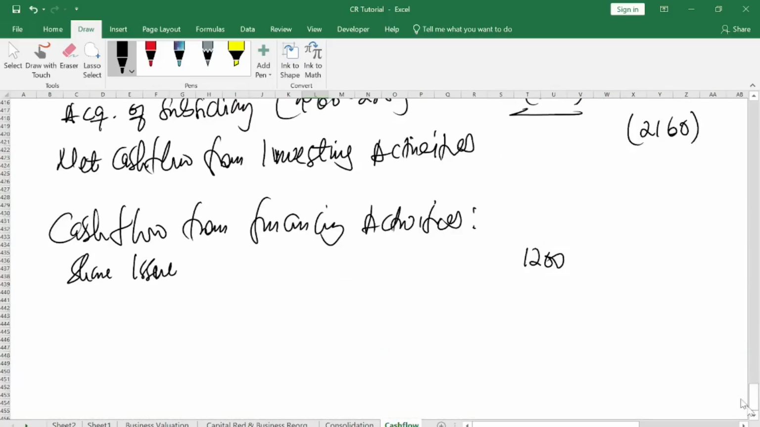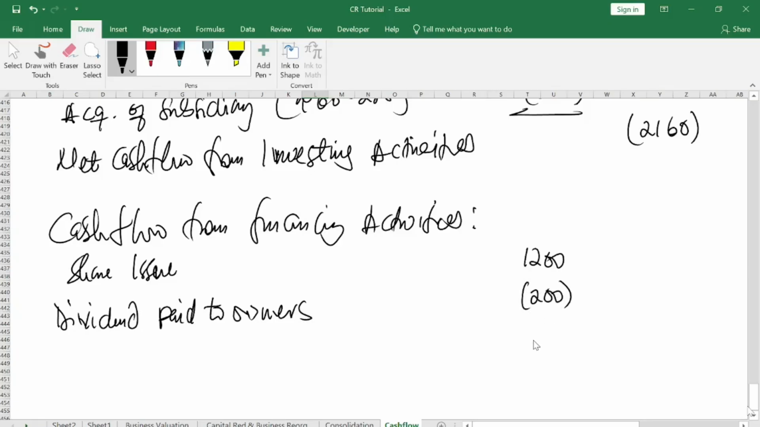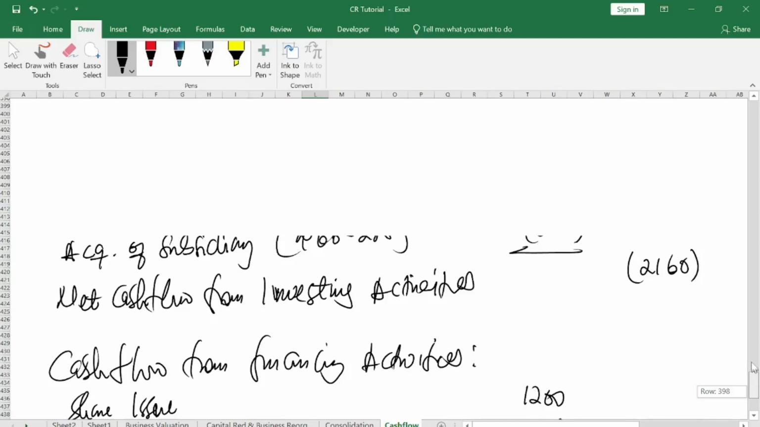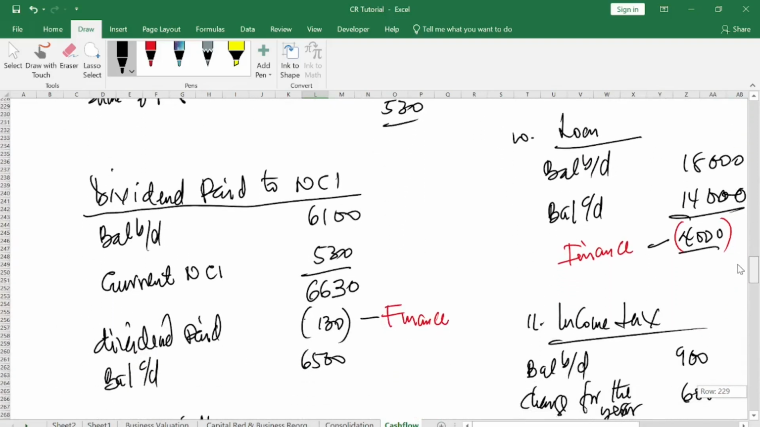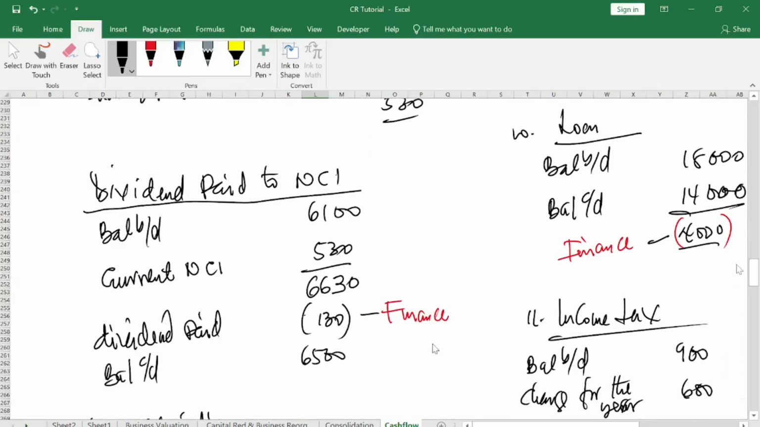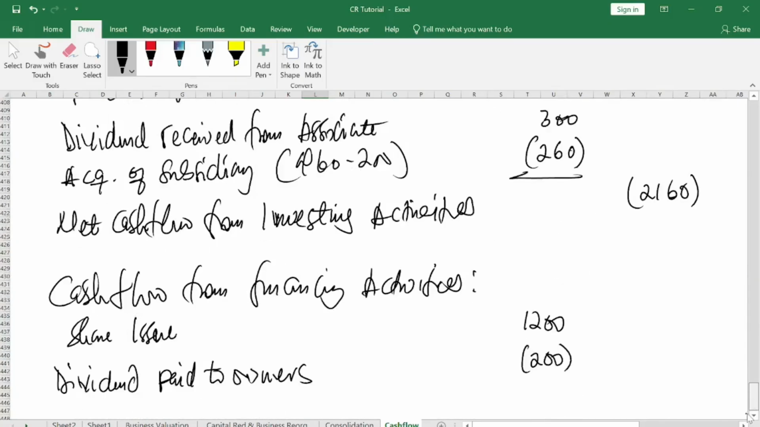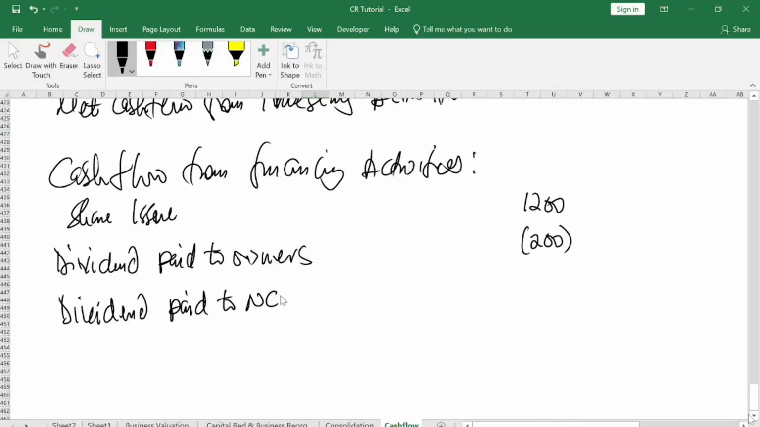Then you come here. That is what? Dividend paid. So how much? That one is 200. You put it in bracket like that. And then what again? You go there again. Dividend paid. Then you come to NCI, dividend paid to what? Non-controlling interest, 130, right? That one too is negative, 130.